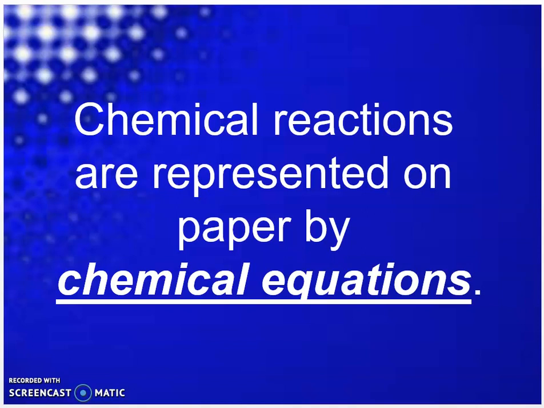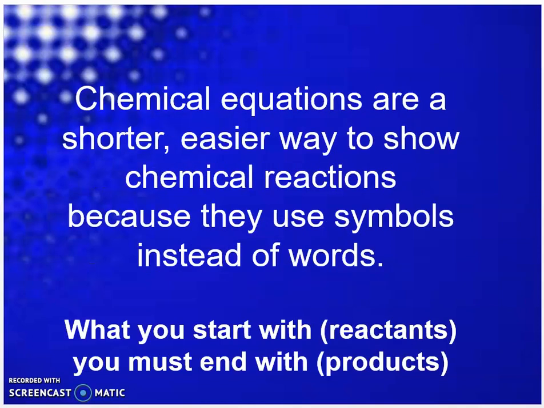Chemical reactions are represented on paper by chemical equations. Chemical equations are a shorter, easier way to show chemical reactions because they use symbols instead of words. What you start with is called your reactants. What you end with are called the products.